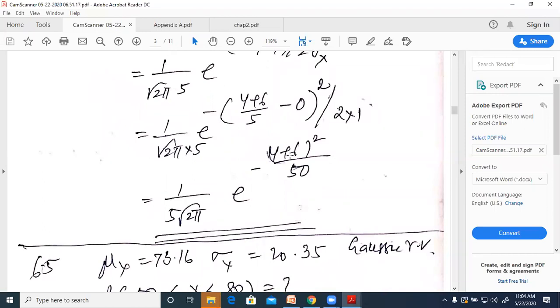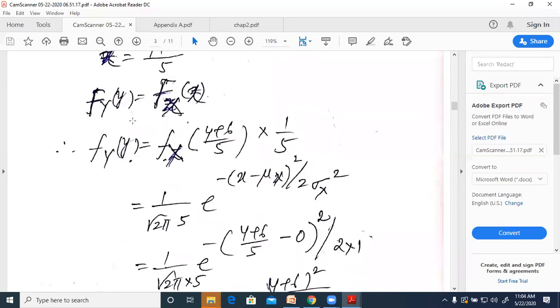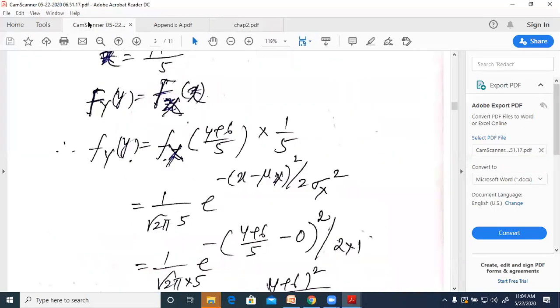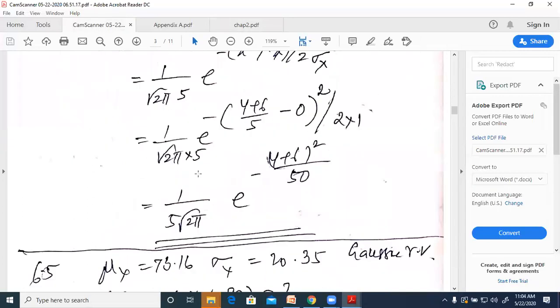So thus we can find the PDF of the variable y. That is what is expected of us. We need to find the PDF of the variable y. Now let us go for the next example.